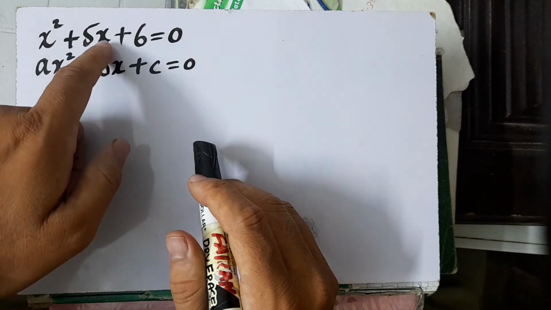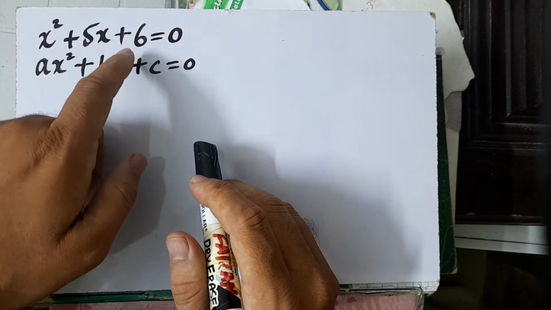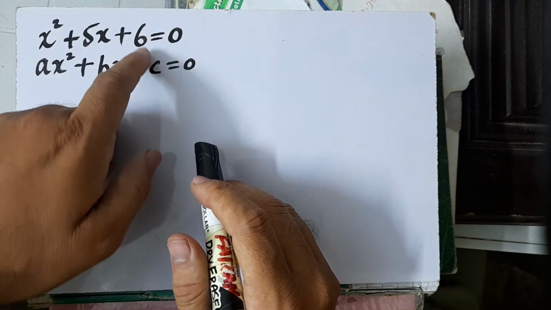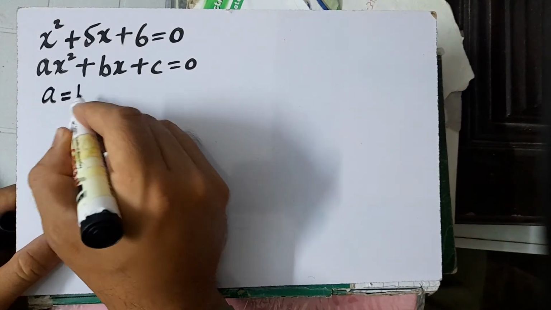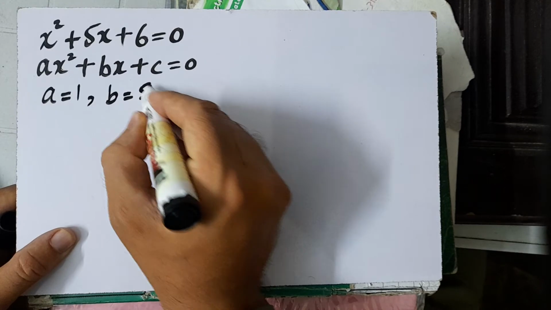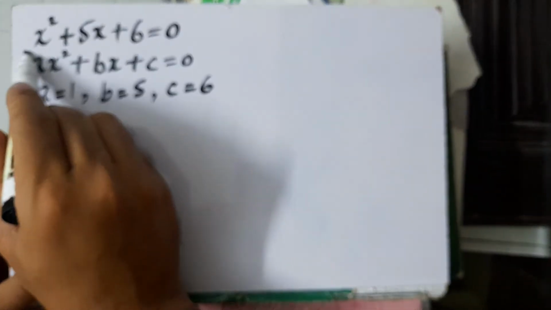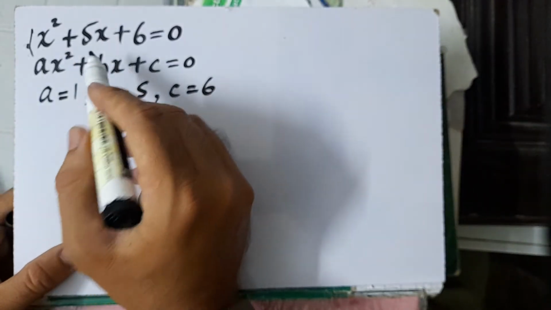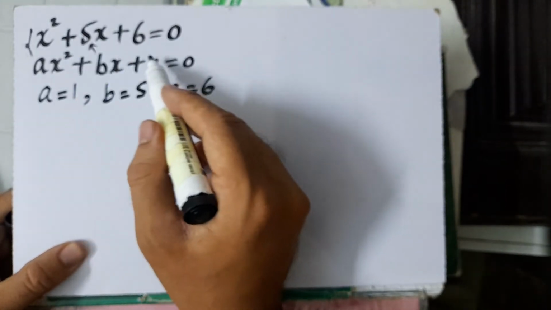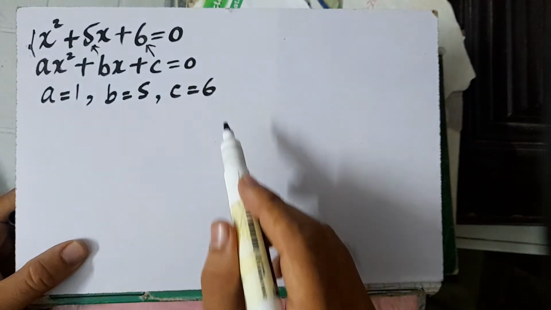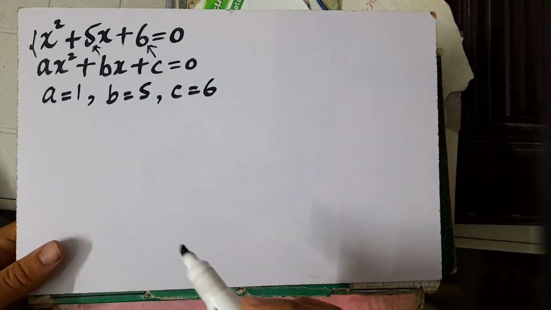In this case, before x it is 5, so 5 is the coefficient of x, and the constant c is 6. So I can write this as: a is equal to 1, b is equal to 5, and c is equal to 6. As you can see, a is 1 over here. I can write 1 just for learning purposes. b is 5 here, and c is this constant. So these are the values. We know these values to plug into the quadratic formula.